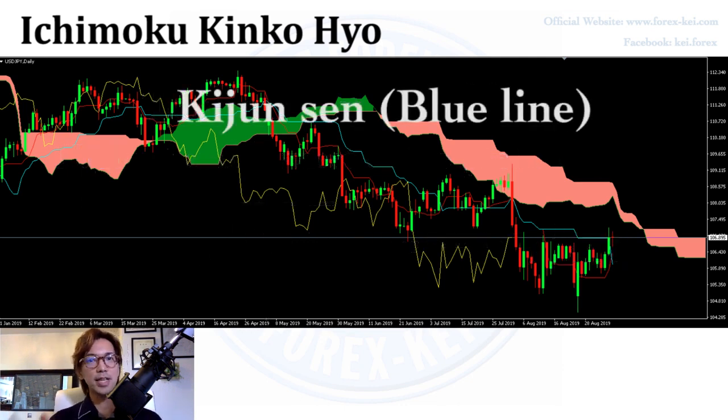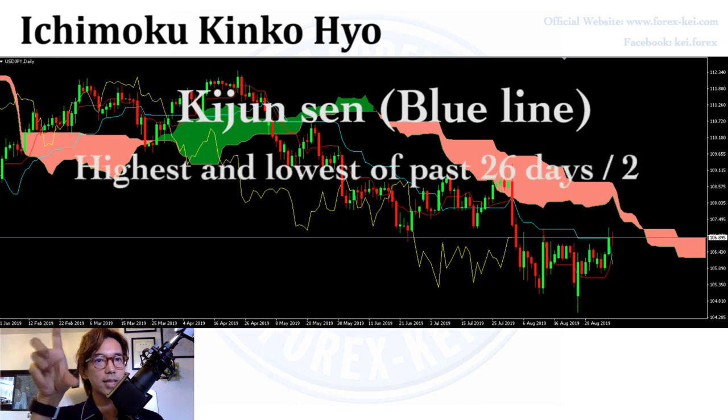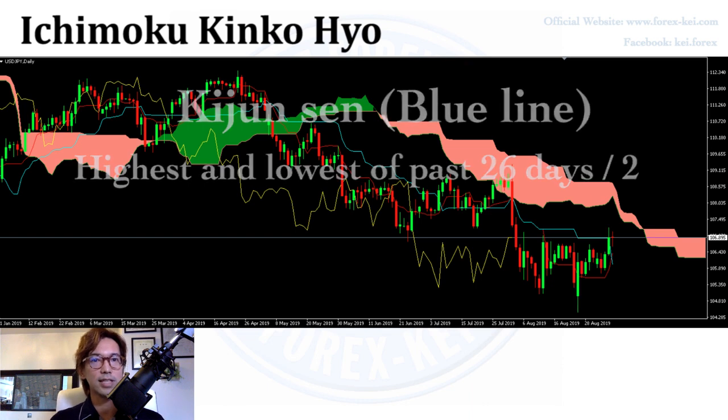Kijun means base or standard in Japanese, so it's also called baseline. And this one is just like Tenkan sen, but the period is the only difference. Taking the highest and lowest price of the past 26 days in Kijun sen and dividing them by 2 and showing it on the current candle. So this is a little delayed version of Tenkan sen, if you will.